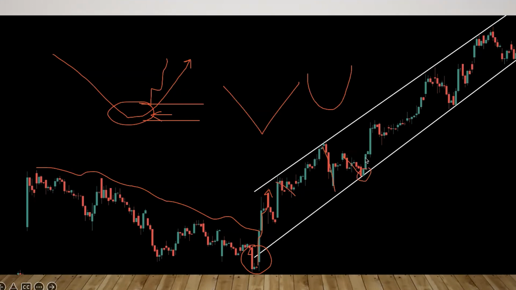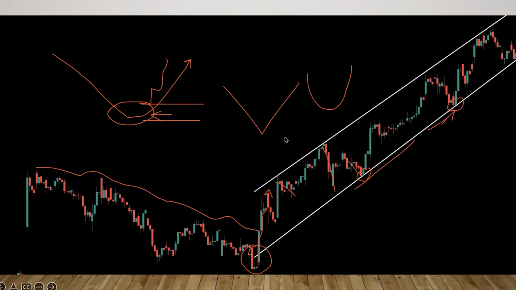We are calling it a channel. So whenever a channel formation happens, we get our entry pointers whenever it touches the lower zone, that is the lower lows. Now I'm connecting the lower lows, and whenever price comes near the lower low, definitely we can enter along with small defined stop losses. Here also you can use the same concept.